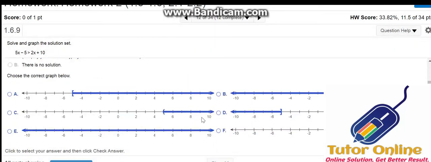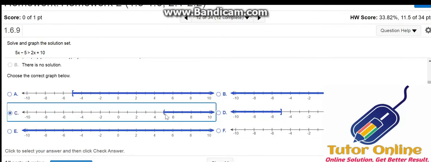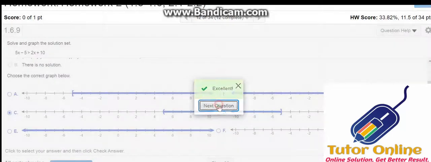What will be the graph? x is greater than 5. So A shows x is greater than minus 5, x is greater than or equal to minus 5. B shows x is greater than plus 5 to minus infinity. C shows x is greater than plus 5 to plus infinity. So it will be our answer, C. Let's check it. Excellent. Thank you.